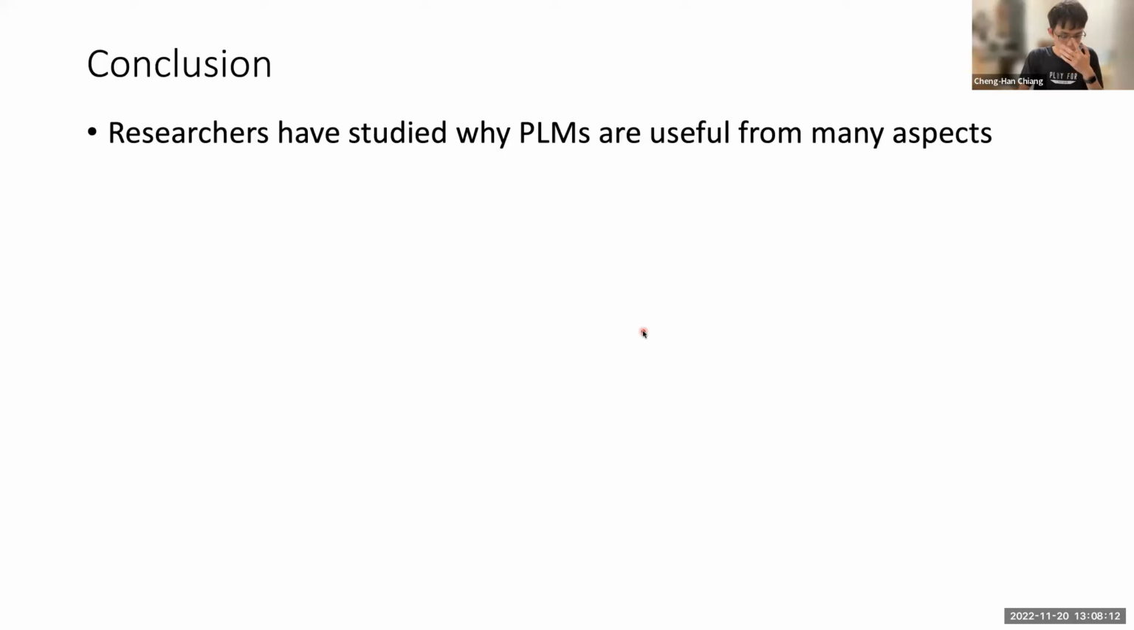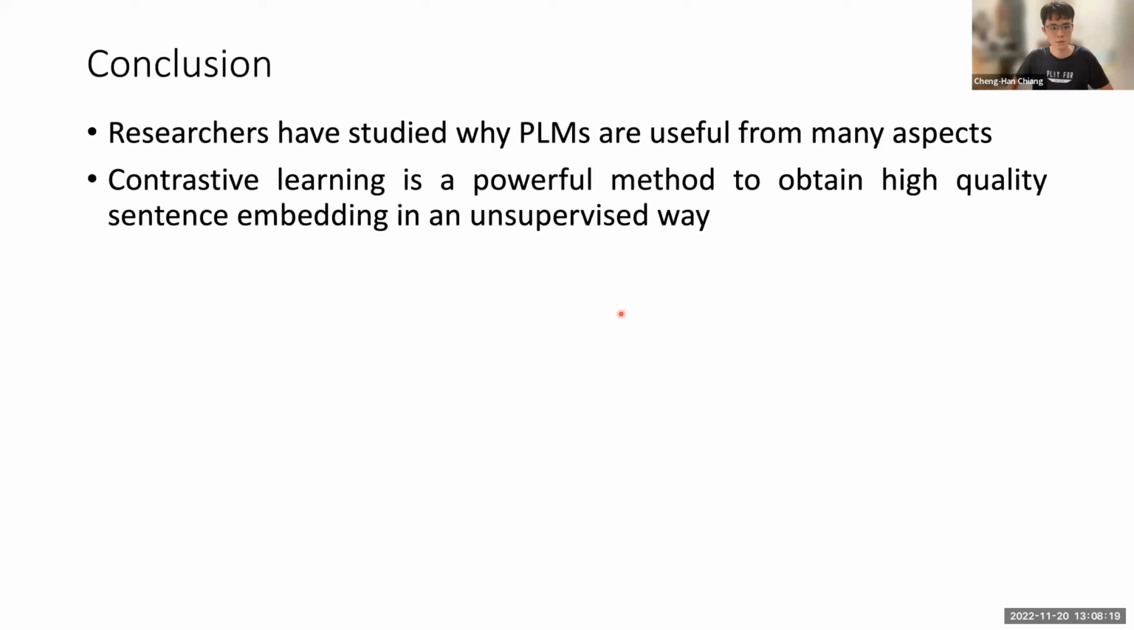And the third part of our tutorial discusses contrastive learning and using pre-trained language models. And we show that contrastive learning is a very strong method for learning sentence embeddings. And these sentence embeddings can be used in a lot of different NLP tasks, for example, sentence classification, retrieval, and a lot of other tasks.